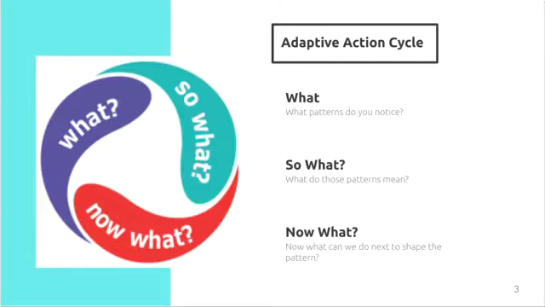The first step is the what, and in this step you have to identify patterns. The second step is the so what. In this step you look at what the meanings are within the patterns that you have identified before. Then you move on to the now what. In the now what part, you are going to identify actions that are going to shape and change those patterns.